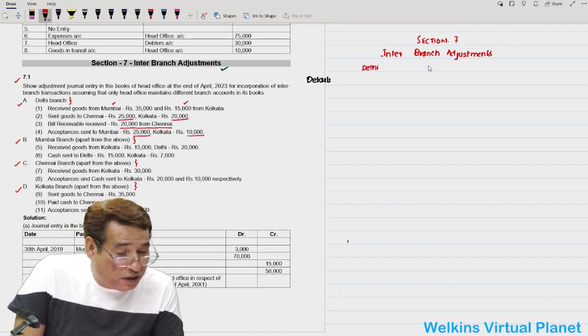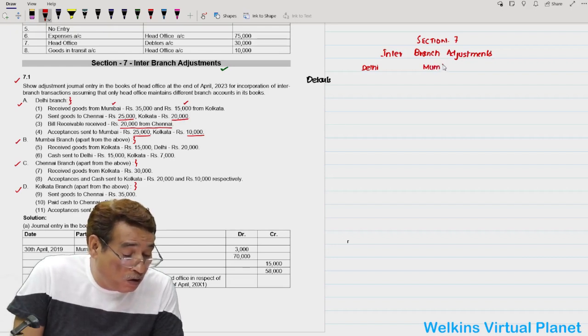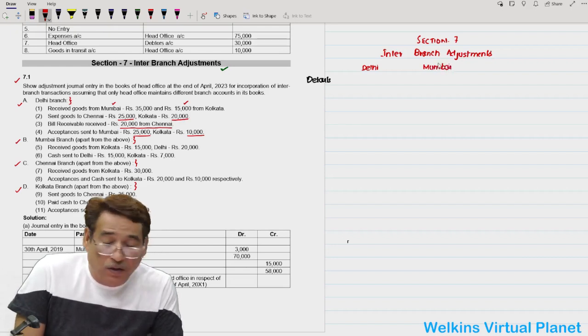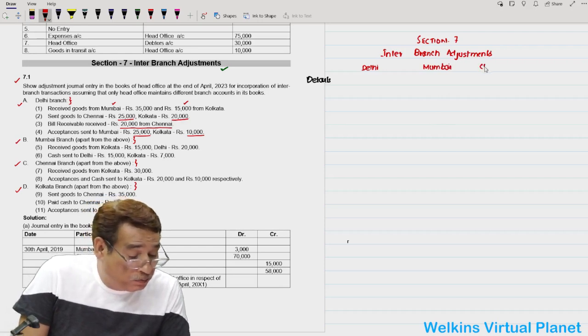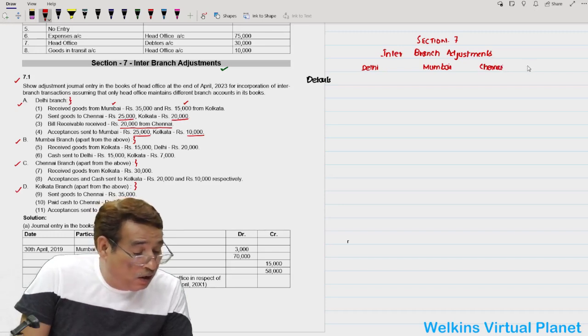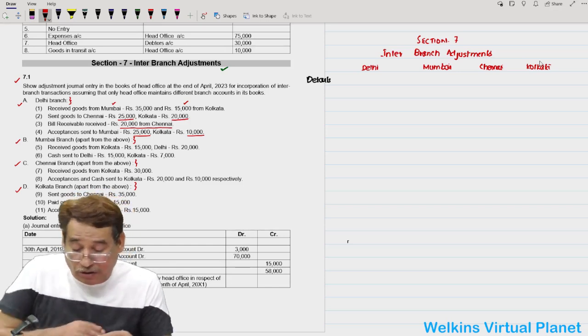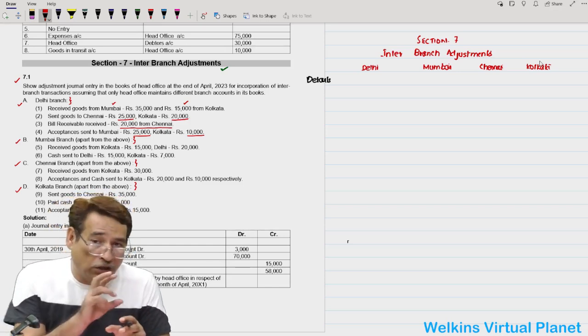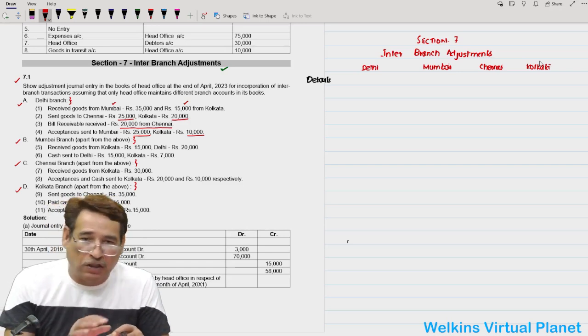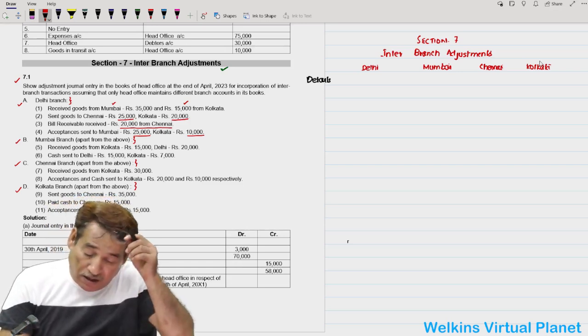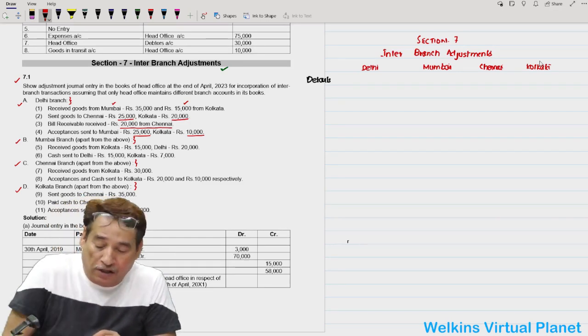Similarly, I will write here Mumbai branch. Then I will write Chennai branch. Question is not tough. Concept is also not tough. Only thing is that we have to exercise utmost care and caution when we solve the question, because otherwise confusion may arise. We have to take care of which branch is receiving and which branch is giving. This is the only concept which we have to apply here in this particular case.